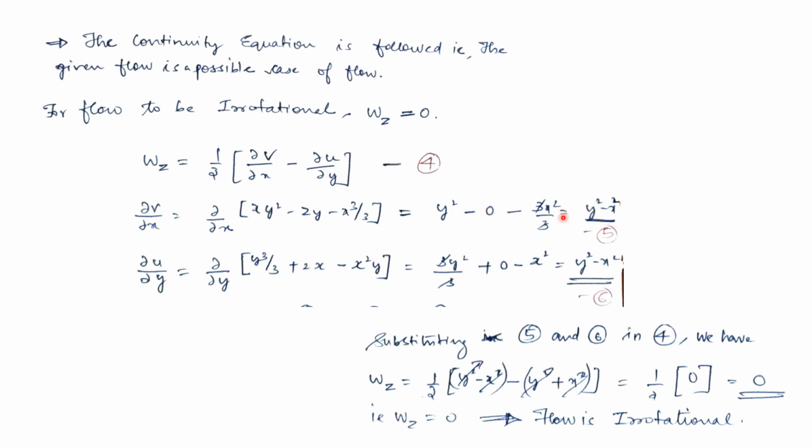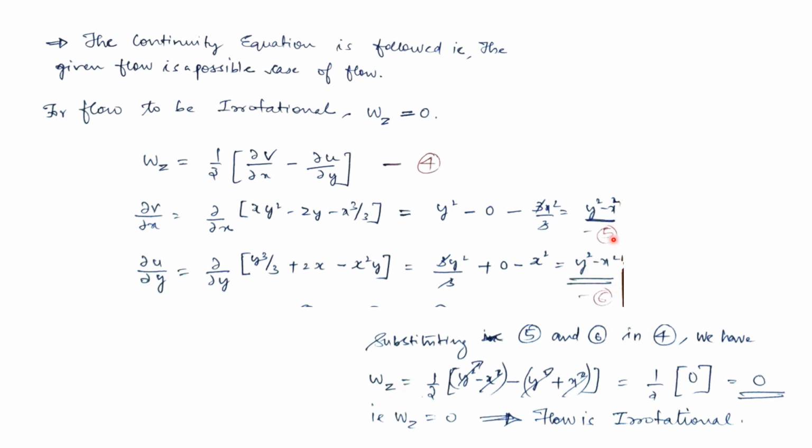Next term, dou u by dou y. Dou by dou y of y cube by 3 plus 2x minus x square y. How will you differentiate y cube by 3? The differential of y cube is 3y square, the 3 cancels. The differential of 2x with respect to y is 0. For minus x square y, the differential is x square. So substituting that, what you will get is y square minus x square.